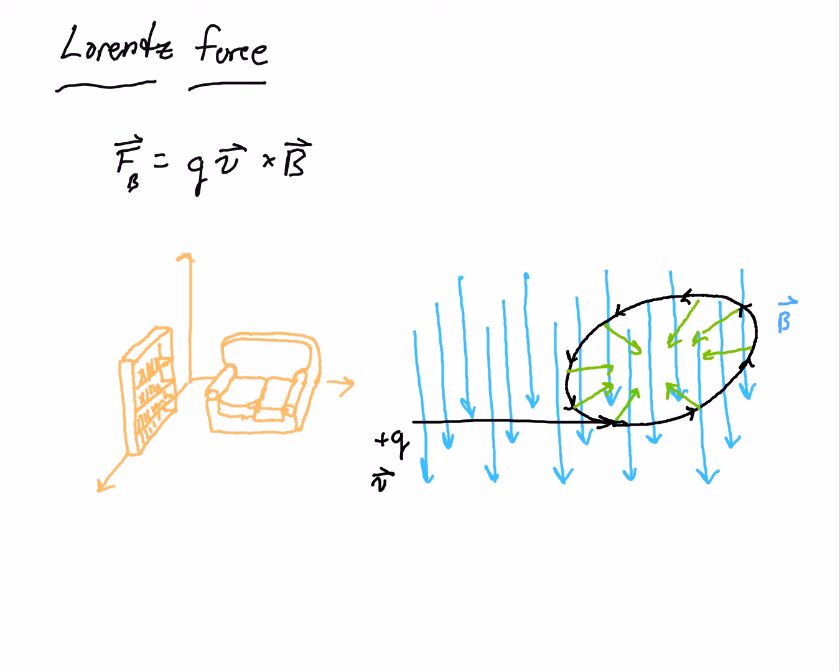One thing I want to note about this example is that if the charge had been a negative charge, then the force becomes the negative of what you get from this cross product. In other words, it points in the opposite direction. So in that case, the particle would have curved the other way, like so.